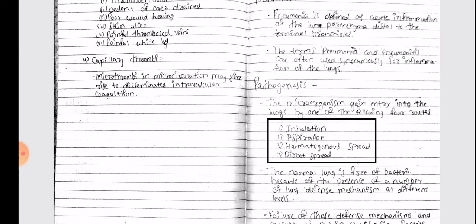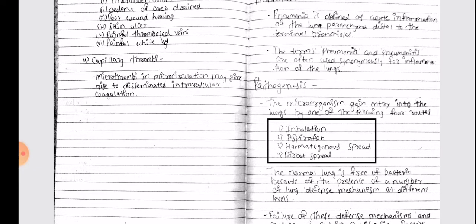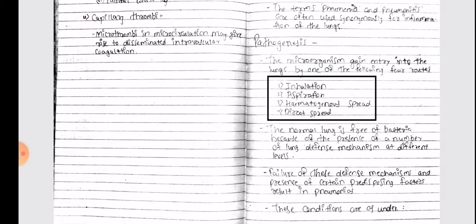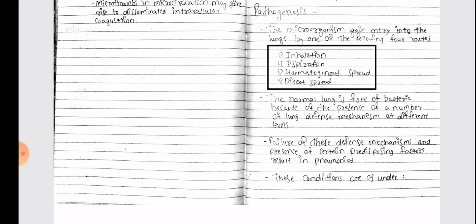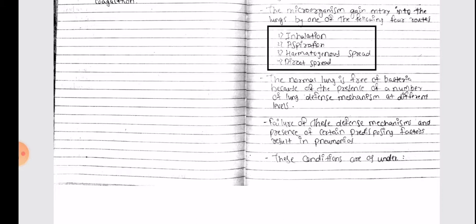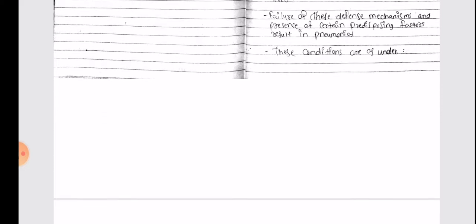Pathogenesis. The microorganism gains entry into the lungs by one of the following four routes: inhalation, aspiration, hematogenous spread, and direct spread. The normal lung is free of bacteria because of the presence of a number of lung defense mechanisms at different levels. Failure of these defense mechanisms and presence of certain predisposing factors results in pneumonias. These conditions are as under: altered consciousness, depressed cough and glottic reflex, impaired mucociliary transport, impaired alveolar macrophage function, endobronchial obstruction, immunocompromised states.